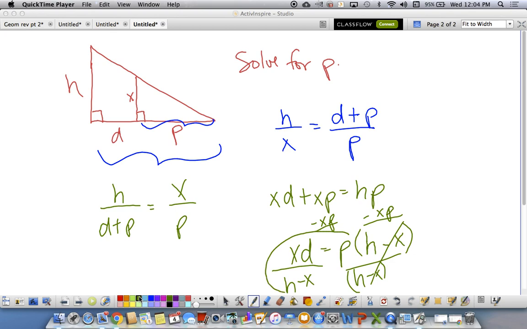So P equals XD divided by H minus X. Is that what you got? It is. If you had done it this way, you get the exact same thing. H times P.